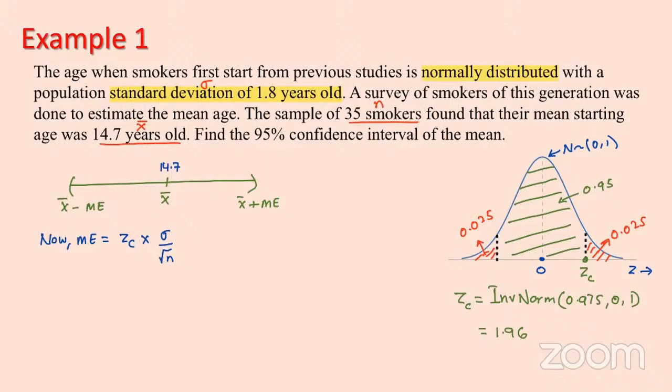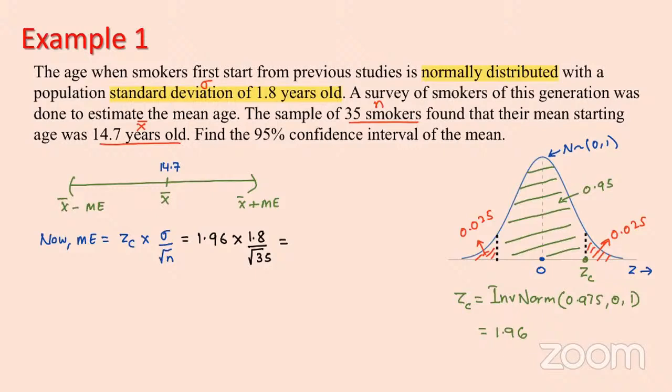Okay, so once you get that value, now let's find the margin of error by plugging in the values in this formula. Z critical, we got 1.96, multiplied by sigma, which is 1.8, the standard deviation, right? Divided by the square root of 35. Everybody, please type that information in your calculator and tell me what you get. Give me the value up to 4 decimal places.